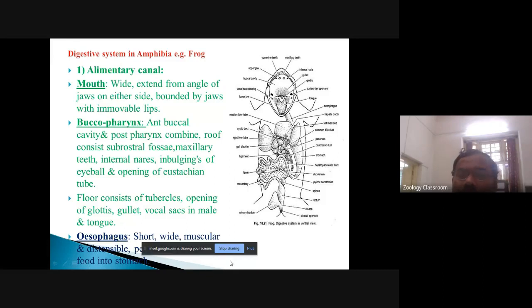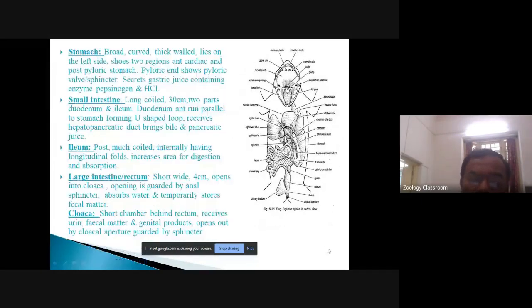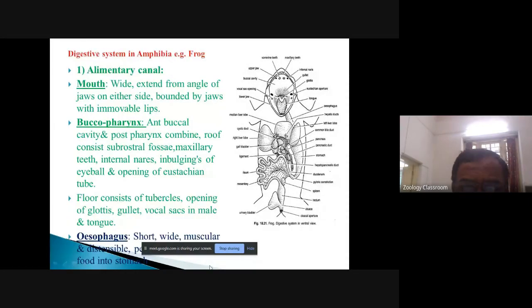Now come to the esophagus. From this gullet, a tube starts. This tube is called the esophagus. The esophagus is a short, wide, muscular tube. It has a distensible capacity, that is, it is elastic. As it is elastic, it shows conduction power, that is, food is conducted into the stomach. So the esophagus is simply a conducting tube.